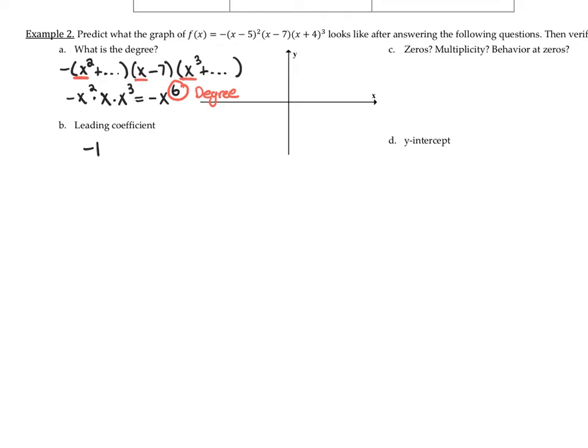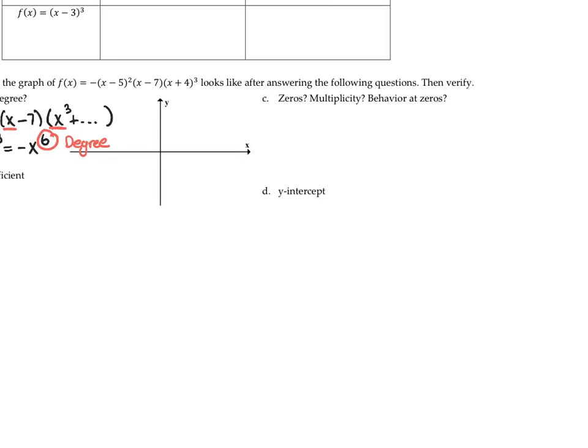Now the zeros are given just by using the zero product property and looking at what would zero out each factor. So each of our zeros, we have 5, 7, and negative 4. The multiplicity is just the exponent that appears on that factor. So on x minus 5, which is where the 5 came from, that's multiplicity 2. On 7, it's multiplicity 1. And on negative 4, it's multiplicity 3.